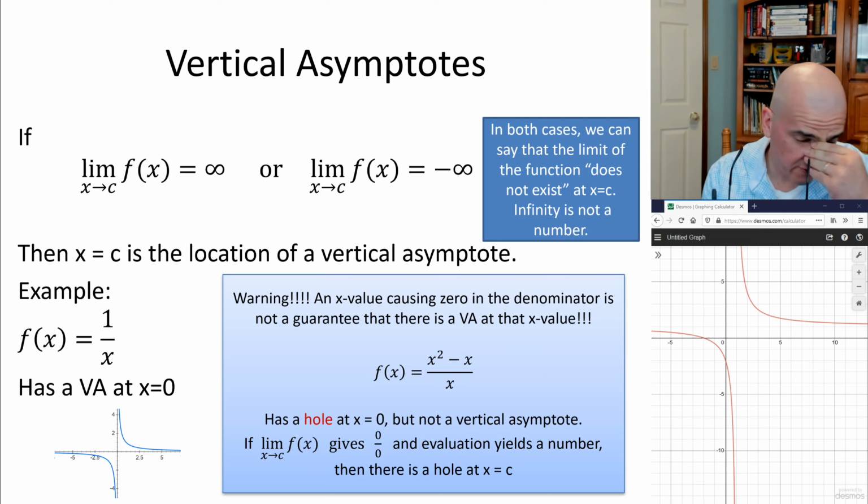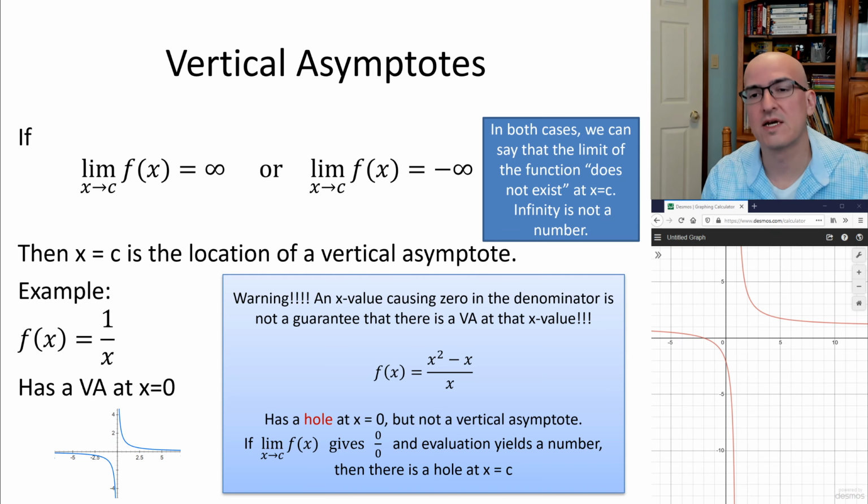And recall from previous lessons that this is the hallmark of a hole. If the value of the function, so f evaluated at a, gives you DNE, but the limit as x approaches a of f of x actually gives you an output, then there's a hole at that x coordinate.